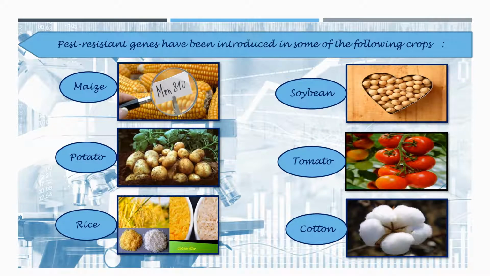Now, through tissue culture and biotechnological practices, green revolution is possible. And India is producing sufficient food grains now for her large population.